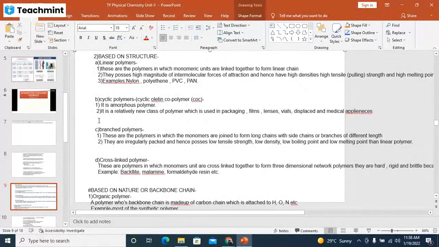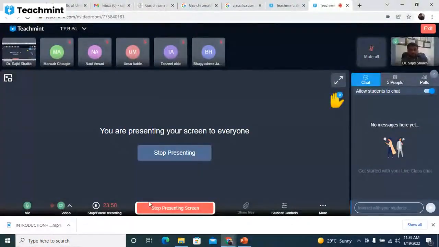It is an amorphous polymer. It is a relatively new class of polymer which is used in packaging, films, lenses, vials, displays, and medical appliances. Okay, that part was left. Otherwise, all the classification is shown in your presentation. Okay. Do you have any difficulty regarding this?